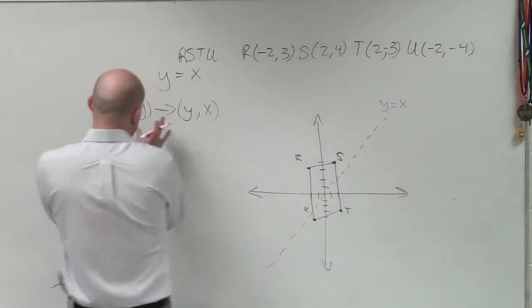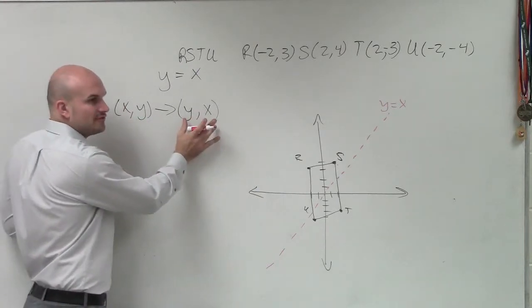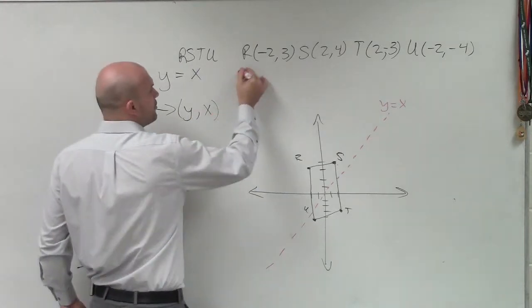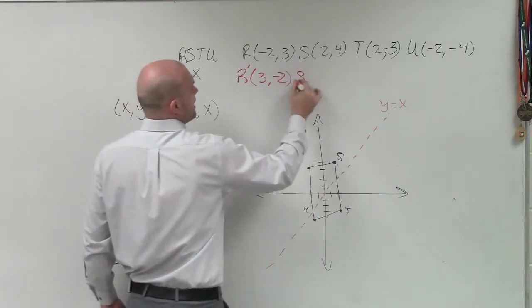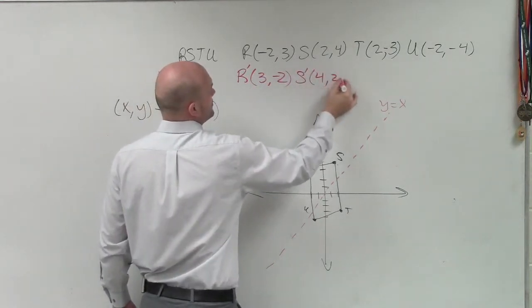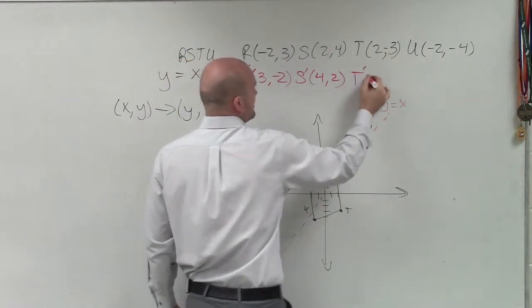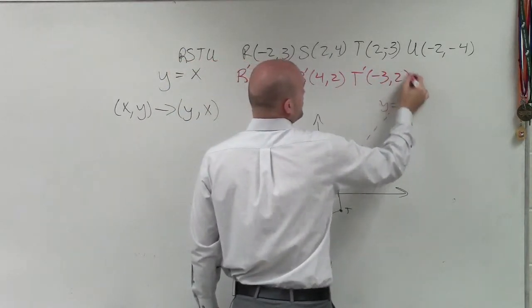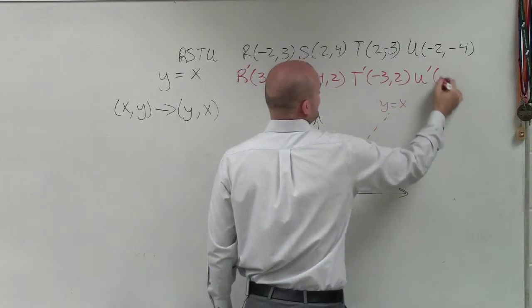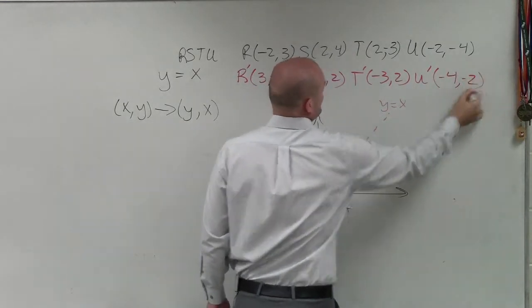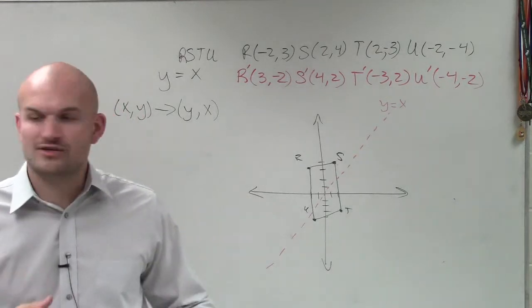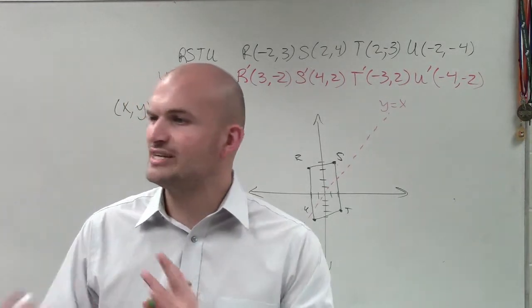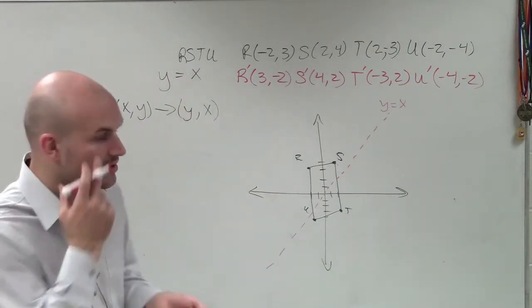So remember, if I have my original points, and now I'm going to reflect them, my new point R prime is just going to be 3, negative 2. S prime is 4, 2. T prime is negative 3, 2. And U prime is negative 4, negative 2. So do you guys see how simple that was as far as reflecting over the y equals x line? All we need to do is just swap the x and the y coordinates.